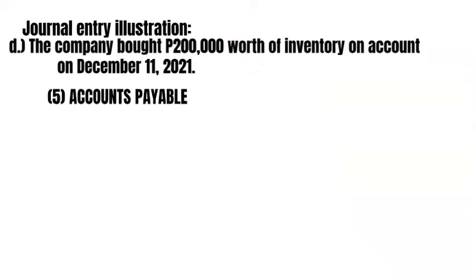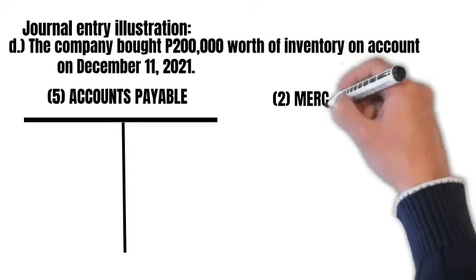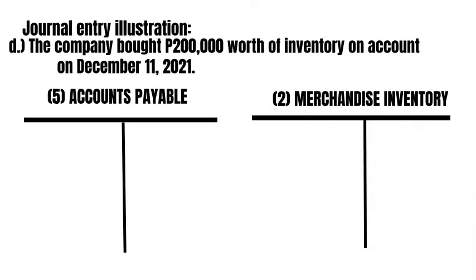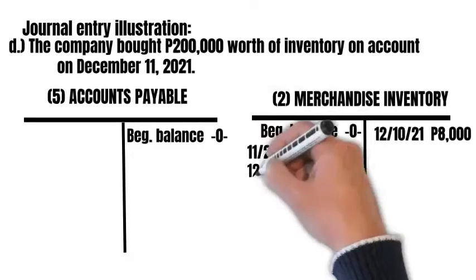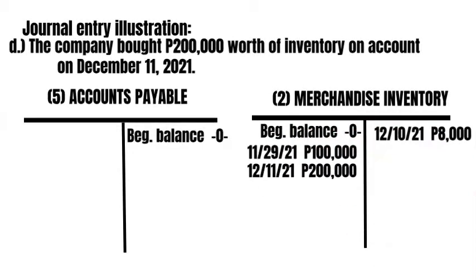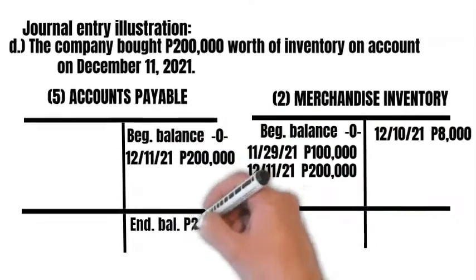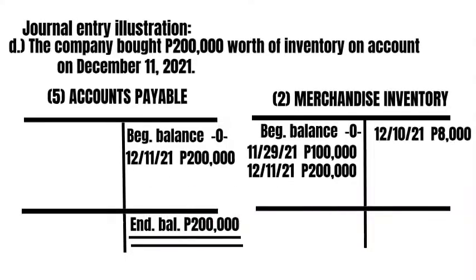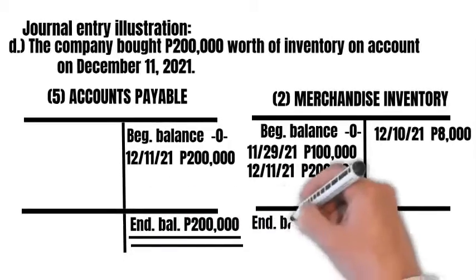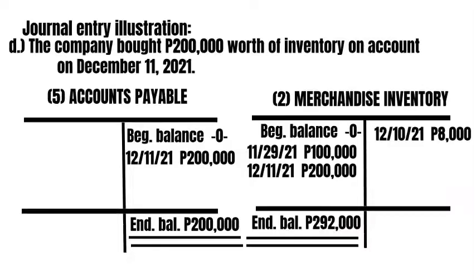Accounts payable. Merchandise inventory. Beginning balances. Debit merchandise inventory 200,000 pesos. Credit accounts payable 200,000 pesos. Accounts payable ending balance 200,000 pesos. Merchandise inventory ending balance 292,000 pesos.